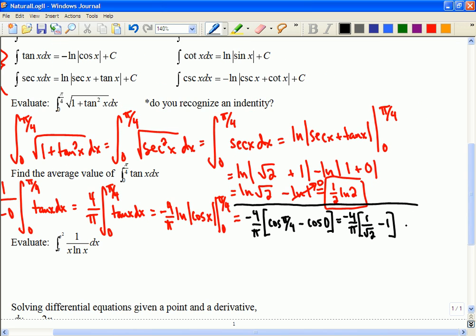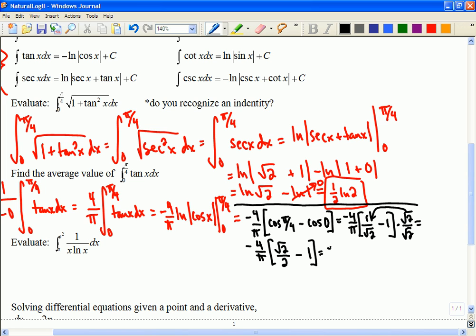And I'll probably multiply by root 2 over root 2 here, just to get a rationalized denominator. So this will become, let's see, negative 4 over pi. I'm going to have to move that down, I'm running out of space here. That'll be negative 4 over pi, and I'm going to get, let's see here, that'll be root 2 over 2. So I just rationalize that denominator.